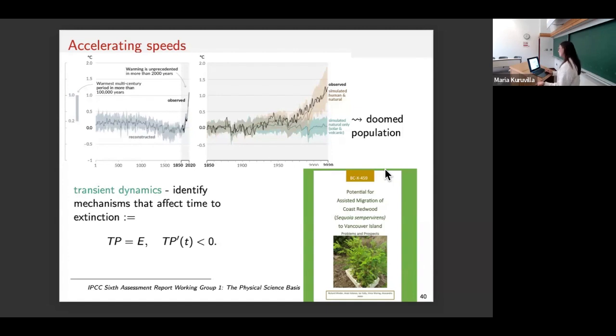So there are lots of conservation efforts out there. This is a recent one that I came across. I don't know how super recent it is, but it's kind of recent. I think within the last 2 years, there's this report that came out for the potential for assisted migration of coastal redwood to Vancouver Island. So I thought that was relevant to us all here and you living here.